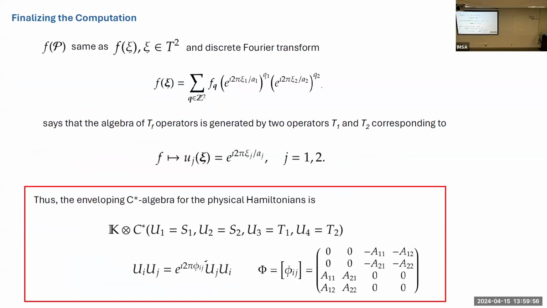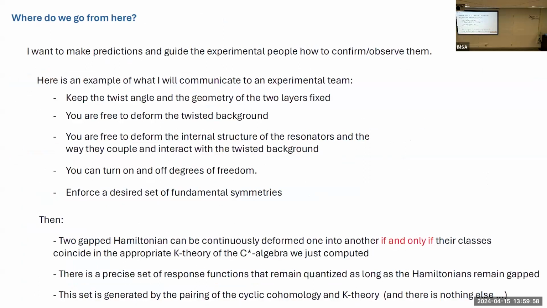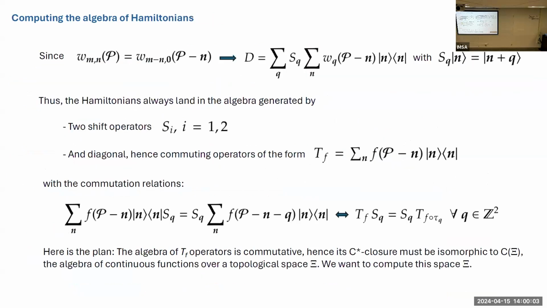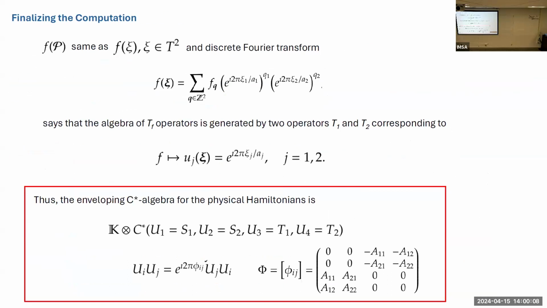This, together with the commutation relations which were here, you can calculate, and you find out that at the end of the day, any such ugly Hamiltonian lands in this algebra. So it's the algebra generated by shift 1, shift 2, and by T1, T2. And it has these commutation relations where phi is this matrix.